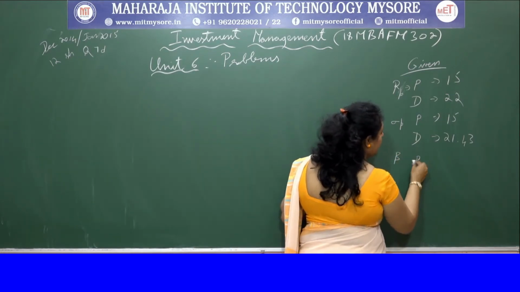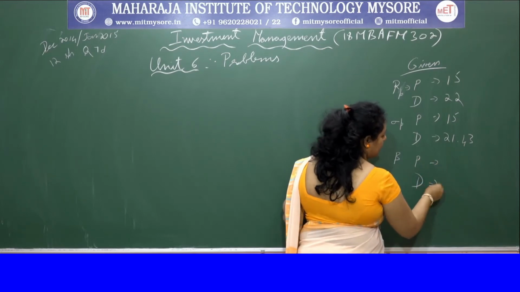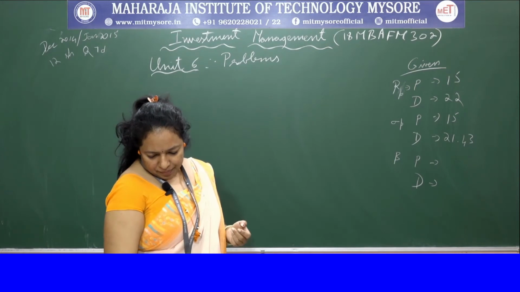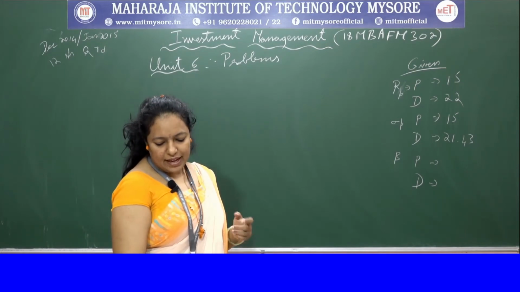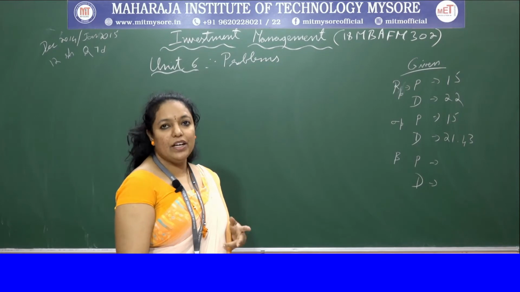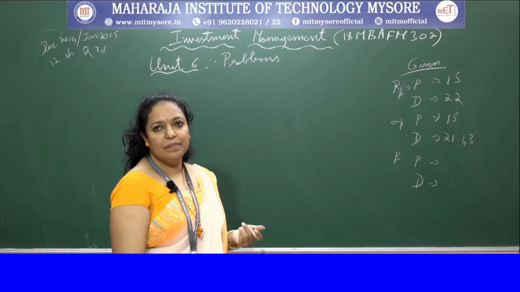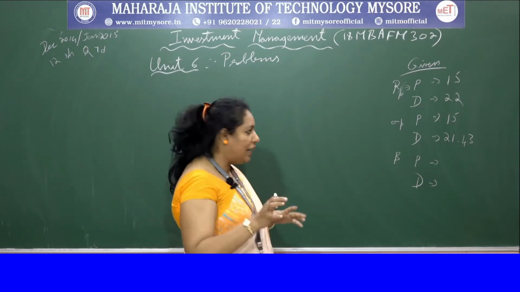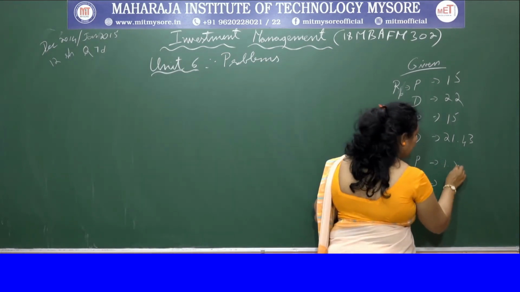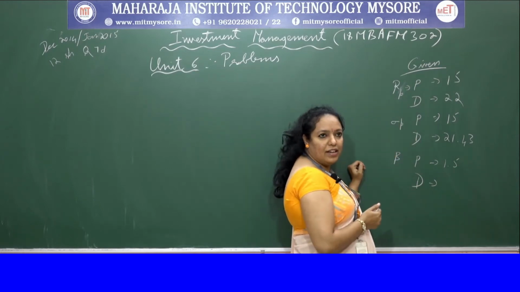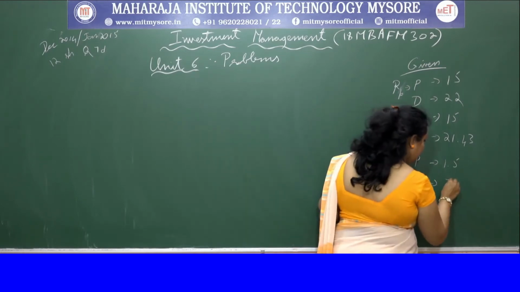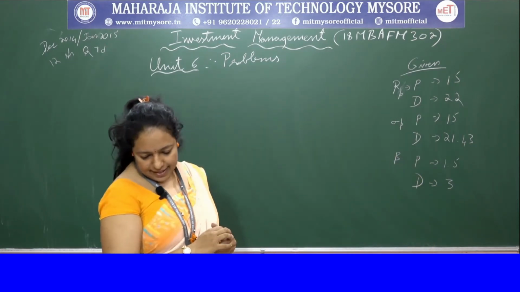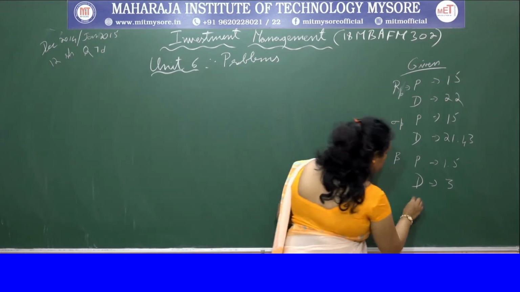Then they have given beta. So this beta is different. There is a twist in the beta. I'll read out the line once again: Diamond fund has double the beta of Pearl fund, 1.5. So it means that the Pearl fund is 1.5 and Diamond is double of it, which is 3. You have to understand the sentence. Then RF is 5.